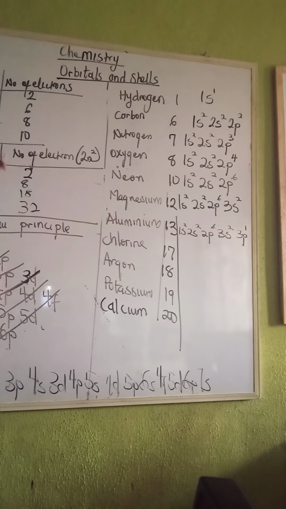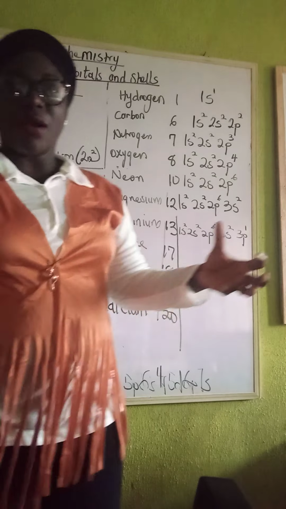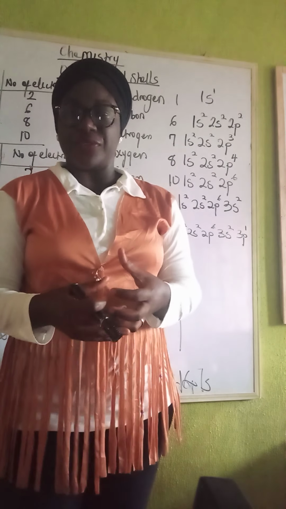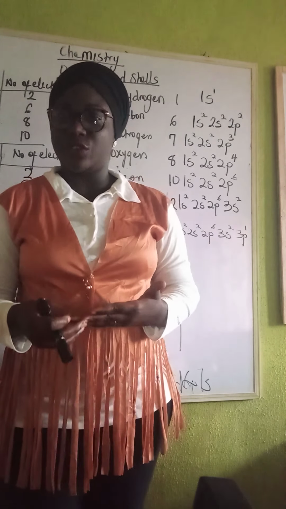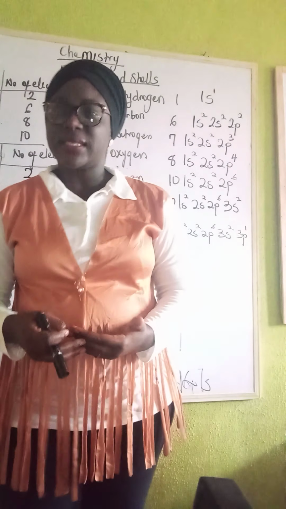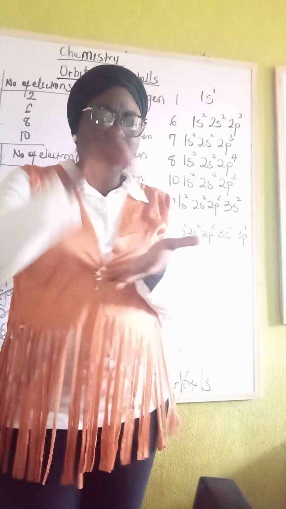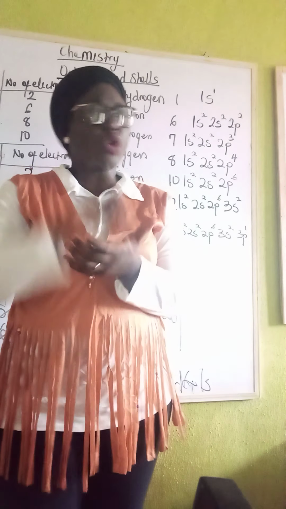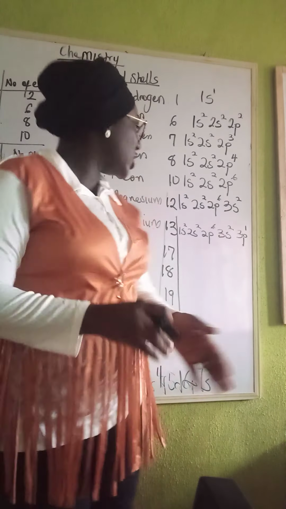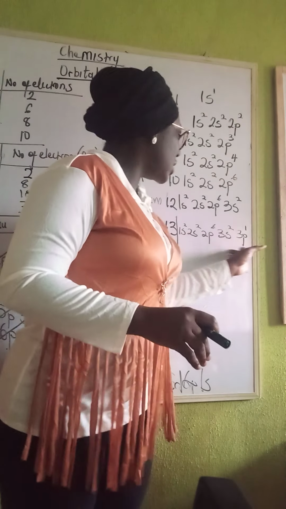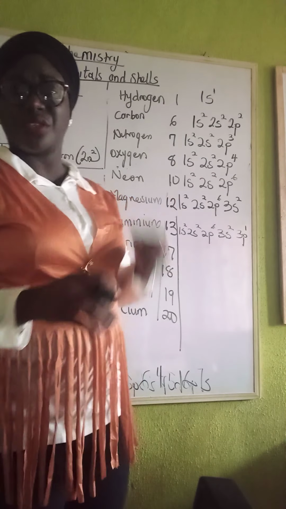So all those things are interwoven. S can only accommodate 2, p can accommodate 6. So you have to monitor the number of electrons these orbitals can accommodate, or else you just continue writing electronic configuration that is out of reach.